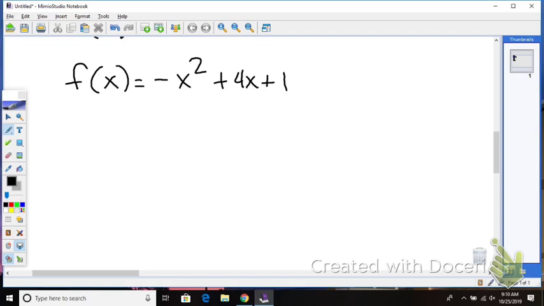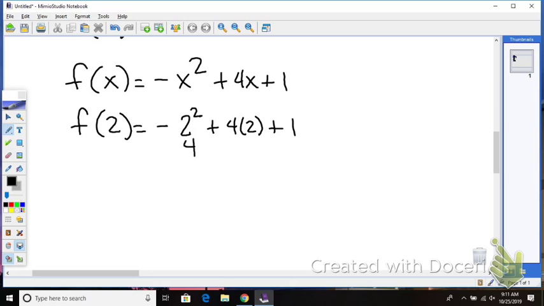So here's my function. Its name is f. Right now its input is x. Now I'm going to say, okay, let's do f of 2. I'm going to put 2 everywhere I see an x. So in this case I have negative, and then there's 2 squared, plus 4 times 2 plus 1. And I can evaluate this. 2 squared is 4, and then I've got a negative sitting out front, so it's negative 4, plus 8 plus 1. So when I evaluate this, I get 4 plus 1 is 5.